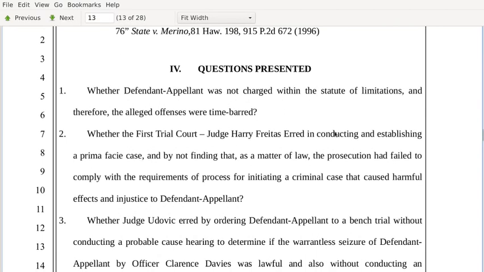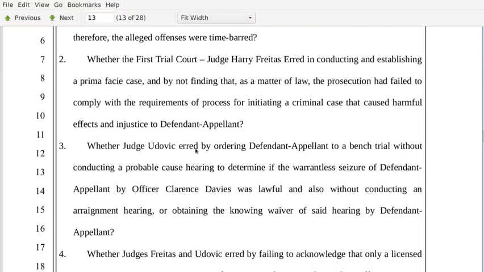Okay, questions presented. Whether defendant appellant was not charged within the statute of limitations, and therefore the alleged offenses were time barred. Whether the first trial court, Judge Harry Freitas, erred in conducting and establishing a prima facie case, and by not finding that, as a matter of law, the prosecution had failed to comply with the requirements of process for initiating a criminal case that caused harmful effects and injustice to the defendant appellant.